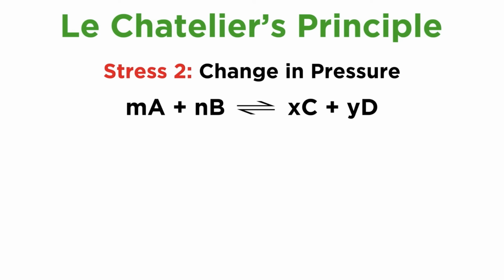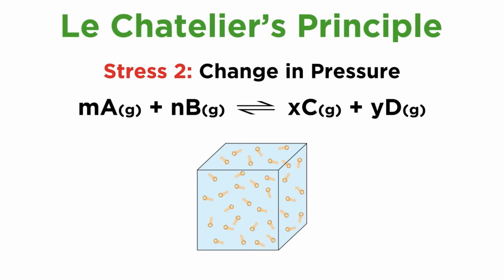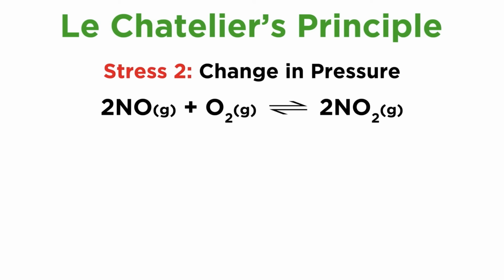The second type of stress involves a change in pressure for the system. If the equilibrium involves gases, a change in pressure could have a substantial effect, provided that the forward and reverse reactions may change the number of gaseous particles in the system. This can be discerned from the balanced chemical equation. Let's say we are looking at the following equilibrium. There are 3 moles of gaseous particles on the left and 2 moles on the right.